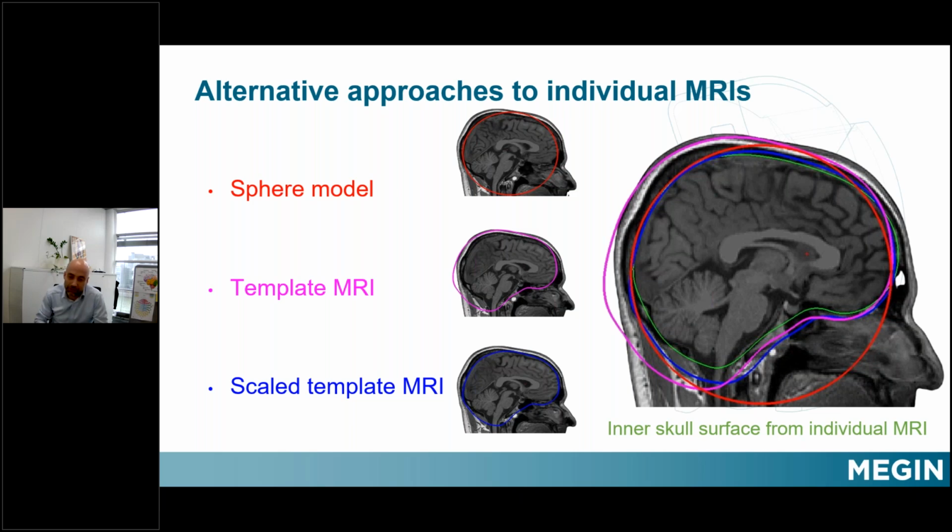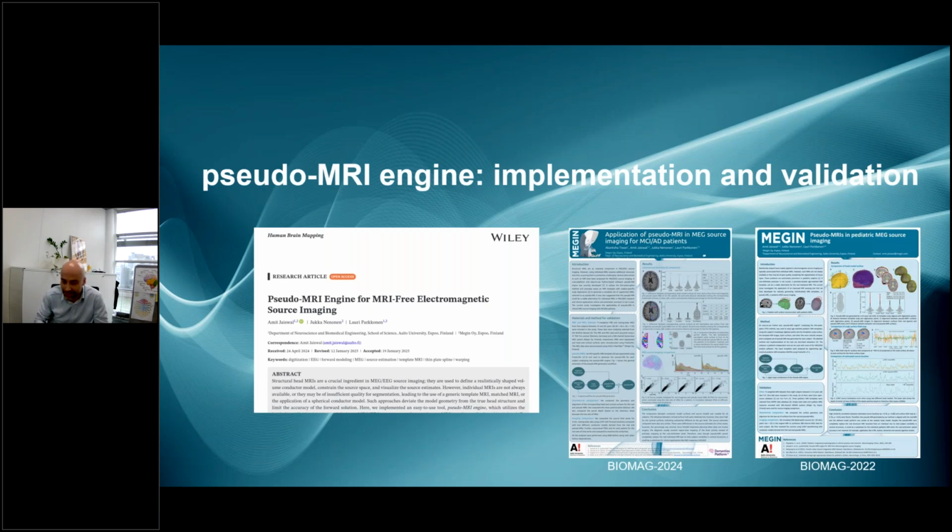So what Amit will talk about today is the pseudo-MRI approach, which is in many ways better than these three alternatives, yet it doesn't have the cost and problems related to acquiring individual MRIs. Okay, I'll hand it over to Amit at this point. Thanks. Thank you very much.